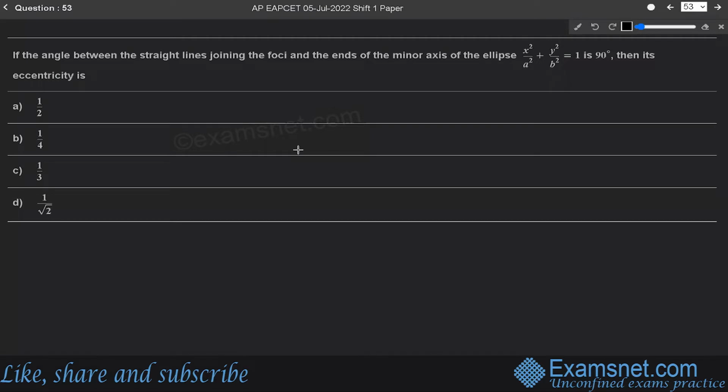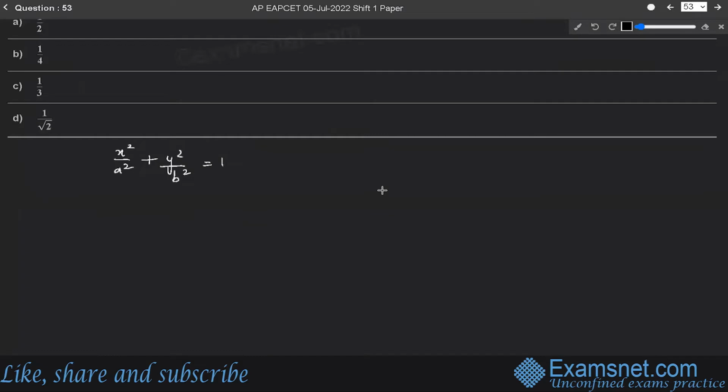Next question is, if the angle between the straight lines joining the foci and the ends of the minor axis of the ellipse x square upon a square plus y square upon b square is equal to 1 is 90 degree, then its eccentricity is. It is given that the angle between the straight lines is 90 degree. So let us make the required diagram first. Let this be the required ellipse. This is x-axis and this is y-axis. Let this be the point S dash and let this be the point S.